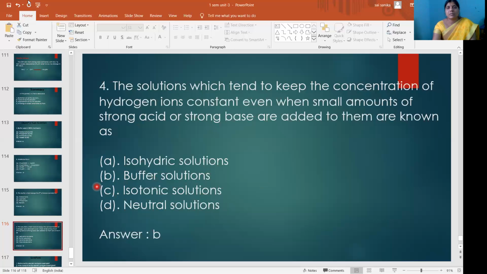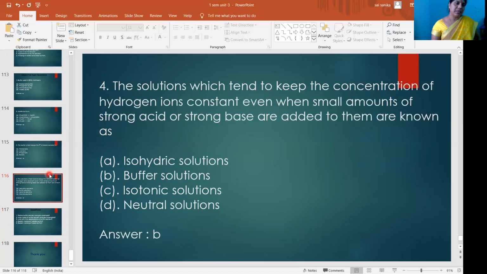Buffer. So which solutions maintain pH value? So pH remains constant in which solutions? In buffer solutions. And the solution's pH is not changed even by adding a small amount of acid or base. So that type of solutions are called buffer solutions. So our answer is B. So these are some of the objective type questions you may expect from this topic.